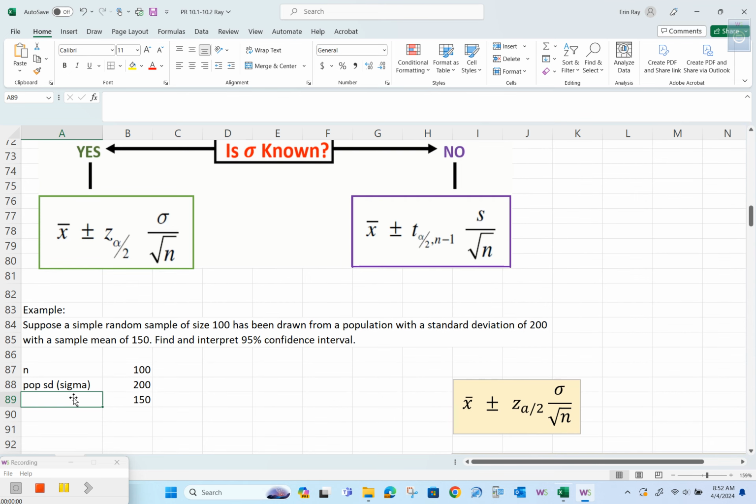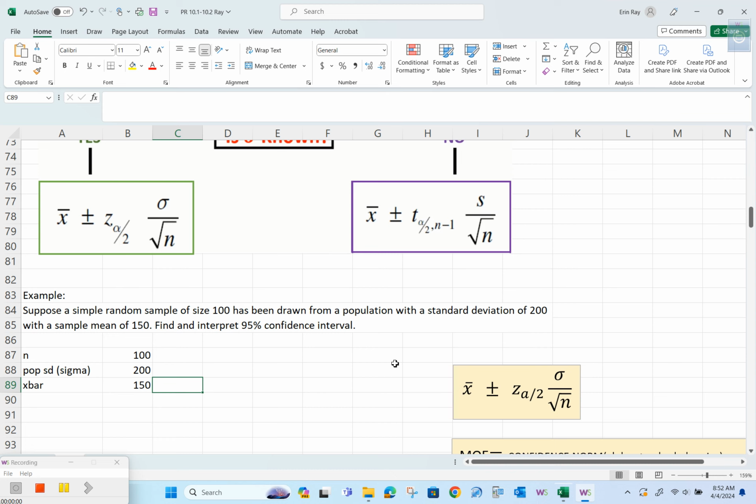So then the next one, it says, was our sample mean. That's our x bar, 150. Find and interpret 95% confidence interval. So here's what it's asking us to do. And we'll sketch it on this first one. You don't have to sketch it after that.